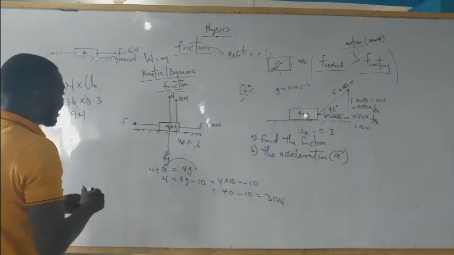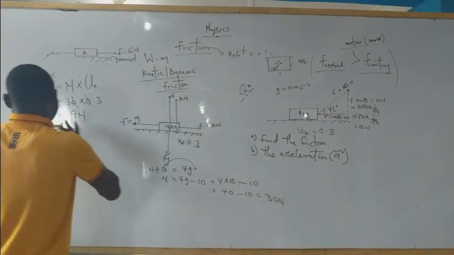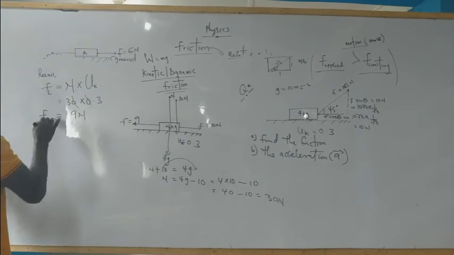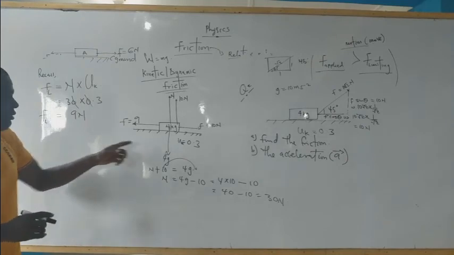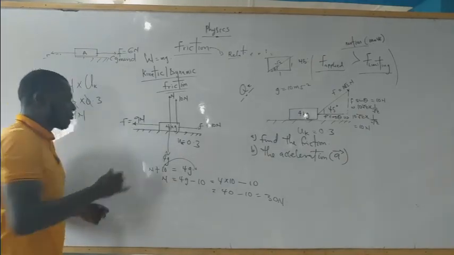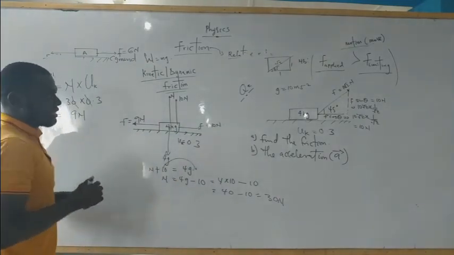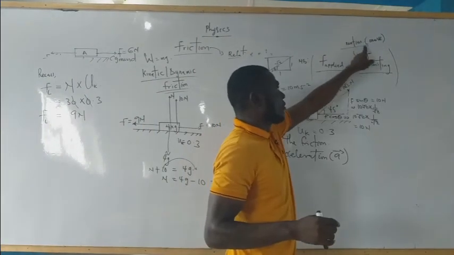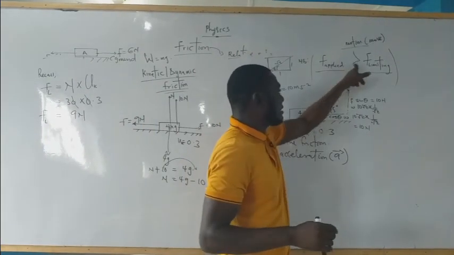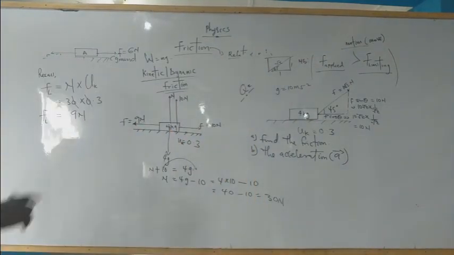So this is 9, the limiting friction. You can see 9 Newton is not up to 10, so it will move. Don't forget that if the applied force is greater than the limiting force, the body will move.